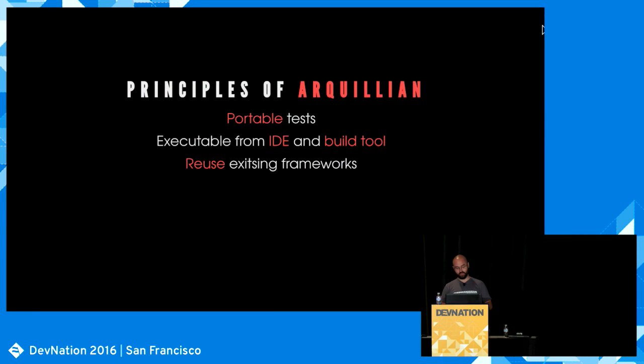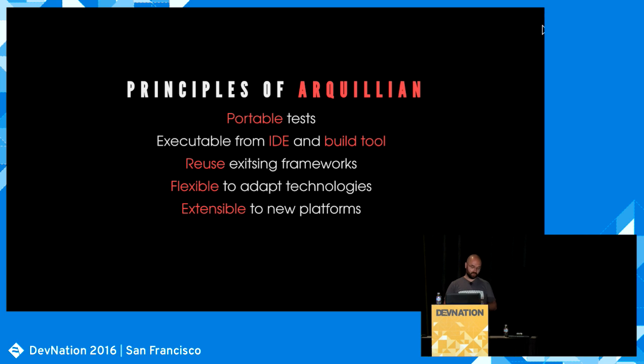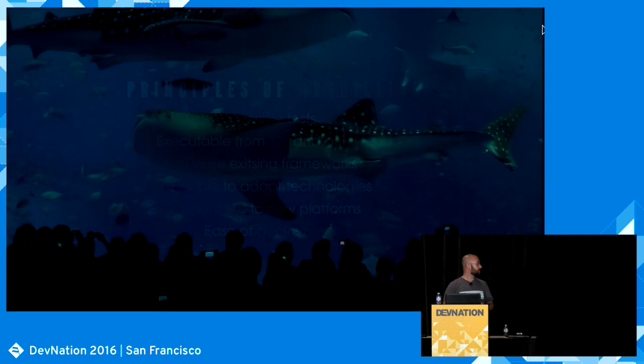Then, of course, we don't focus on reinventing the wheel. We don't write yet another testing framework. We just provide you an integration platform, or testing middleware. So we reuse the best of what's around in the JVM ecosystem. And as we said, it's also flexible to adapt to new technologies, as we will see in the following demos and examples. Even though it started with containers in the sense of Java EE, as Aslak already mentioned, it's also extensible to new platforms. And the deployment is simplified significantly.